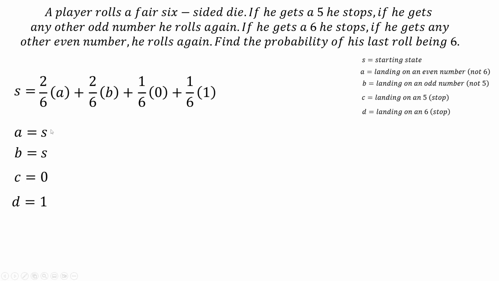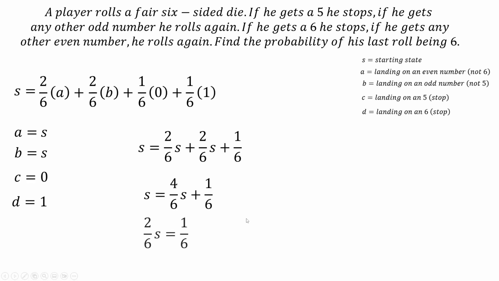Okay. You just replace all the A's with S's, all the B's with S's, and the D with 1. There is no D. That would be this one, which is already 1. You'll get this, and then you rearrange, and you'll get S is a half. S is a half.